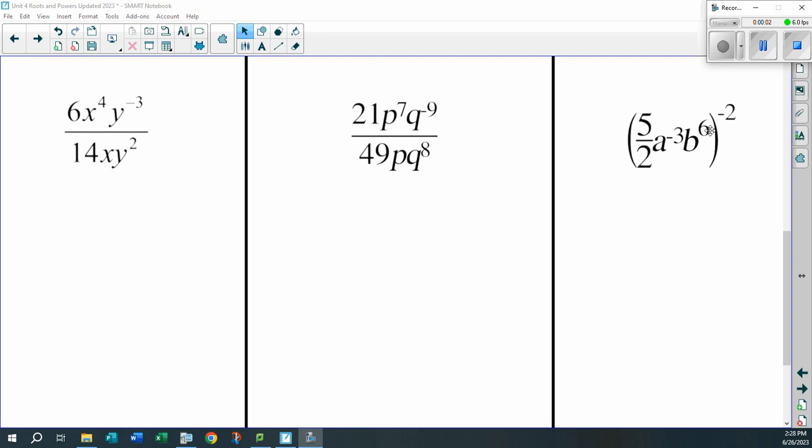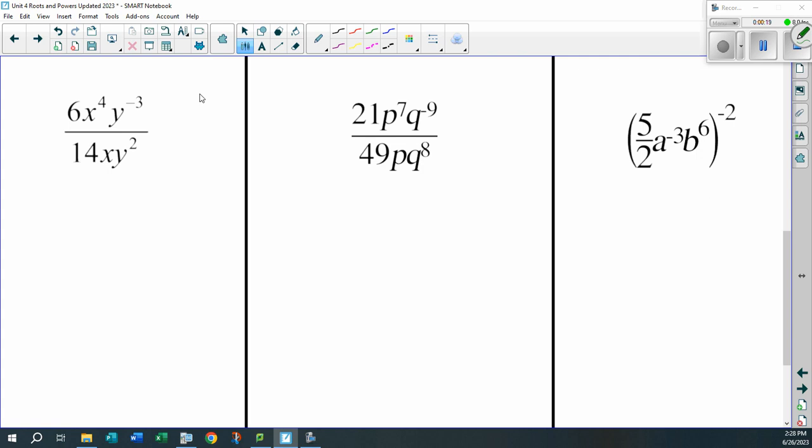I got a question for you. What if there's no brackets to do, like this one? What if there's no exponents to do on the top or on the bottom, like this one? What do you do? Well, it's actually pretty easy. You just have to remember a little bit about your fractions.